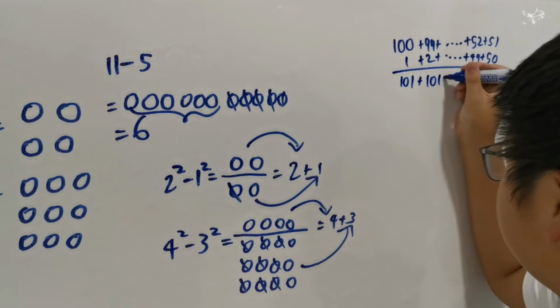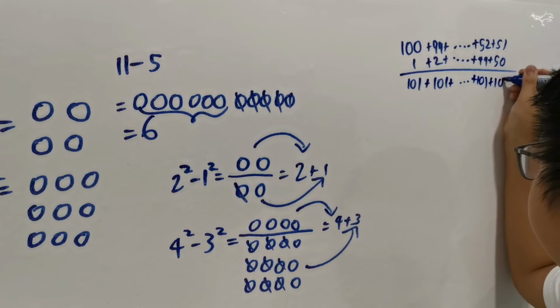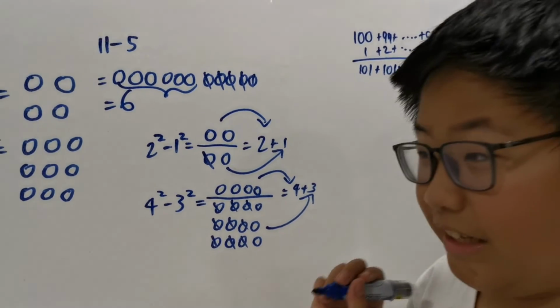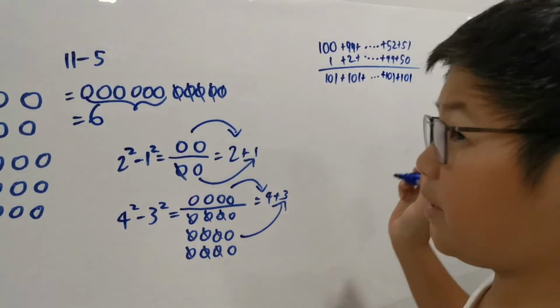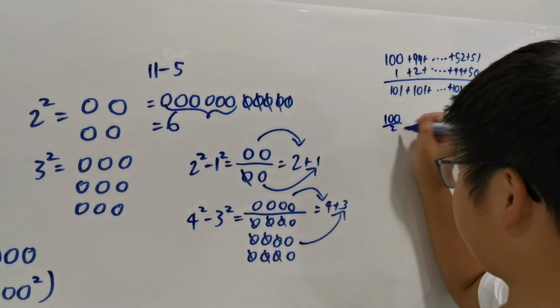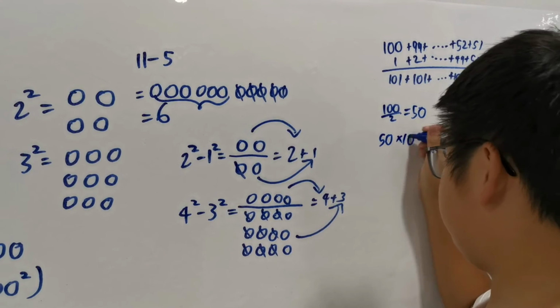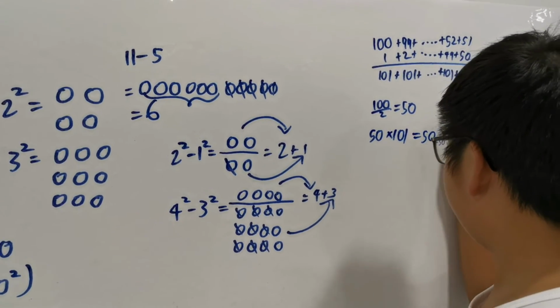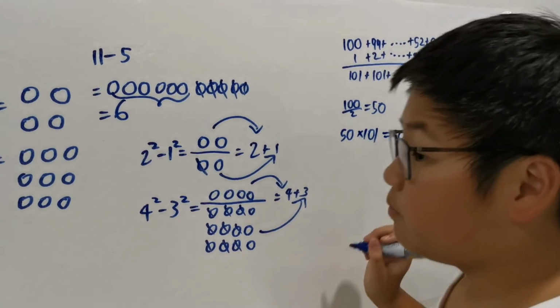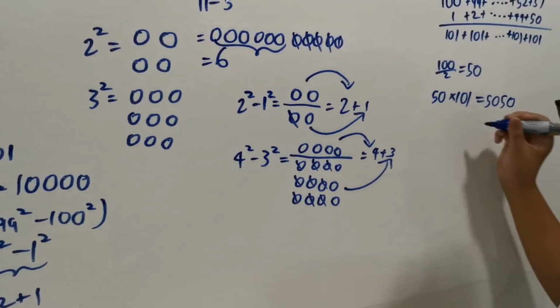Now we sum them up. All these pairs equal 101. Don't forget to add in the negative sign later. How many pairs of 101 are there? We can do this by dividing 100 by 2 equals 50. 50 times 101 equals 5050. Remember we took the negative on the sum earlier. Now we take the negative here.